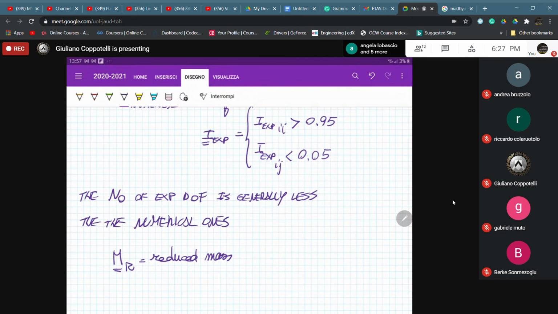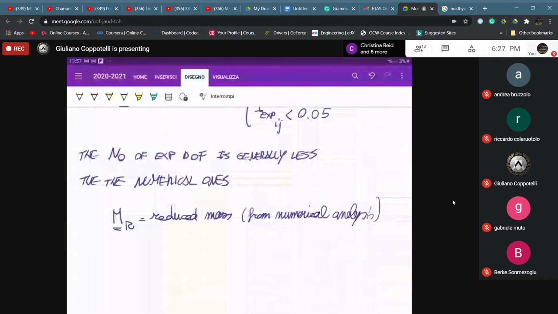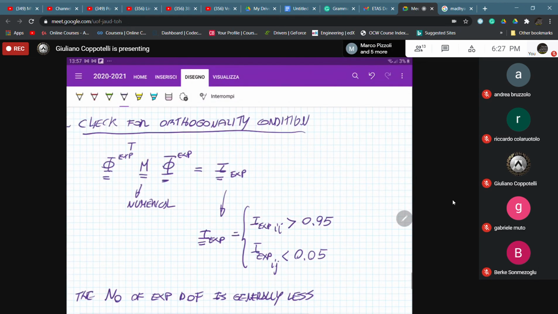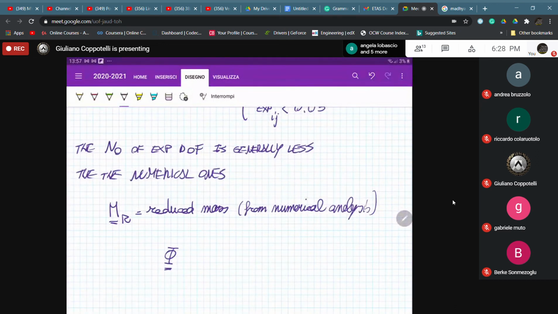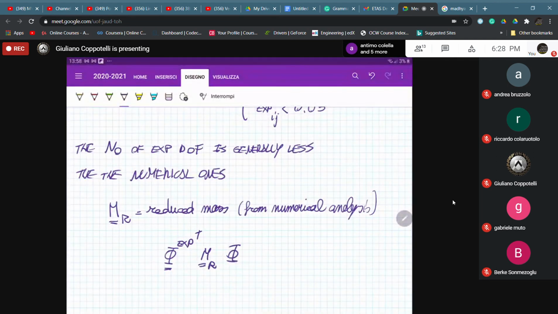Reduce mass from numerical. Okay, and therefore we can recompute the same experimental unitary matrix just by considering once again your experimental model matrix transpose times your reduced model matrix times your experimental model matrix, and that is still the same. Sorry, experimental one.